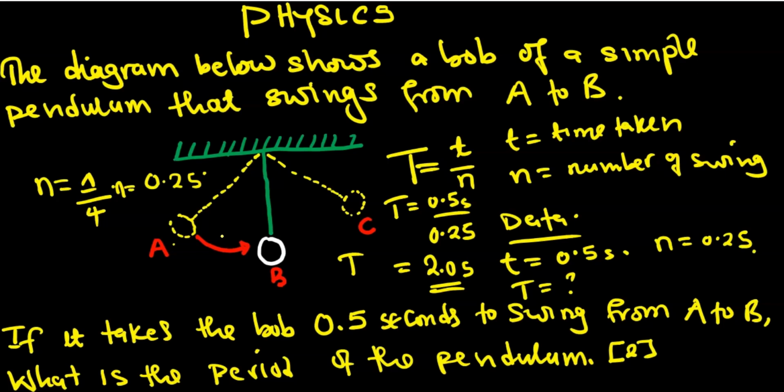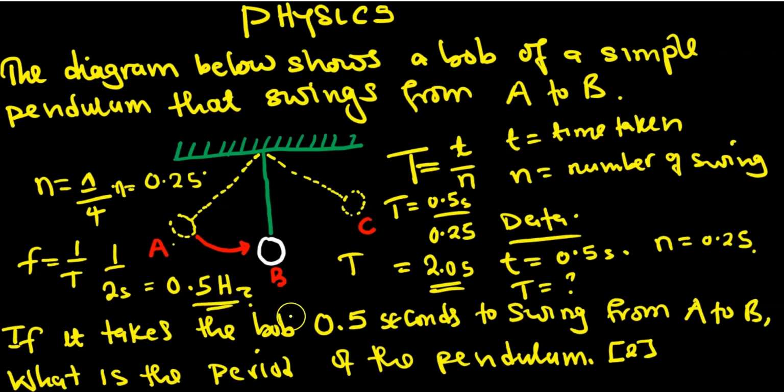Not forgetting also how to calculate the frequency. If you are asked to calculate the frequency, you can simply use the formula: frequency is equal to 1 over period. So you put 1 over the period that we found, 2 seconds, and therefore your frequency is 0.5 hertz. Frequency is measured in hertz, or per second. That is how you are going to find the frequency if that question was given.